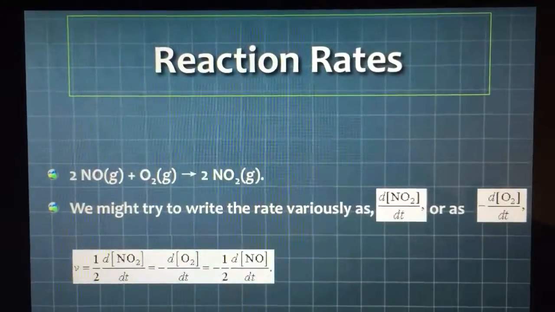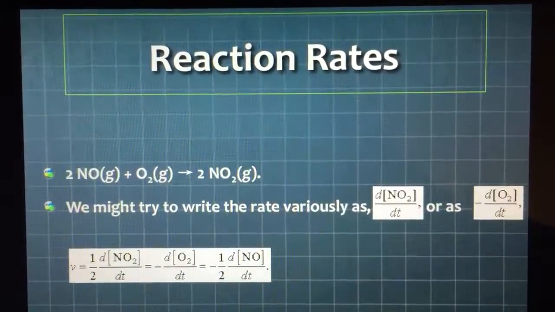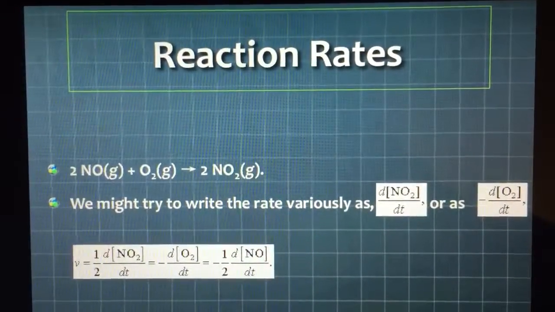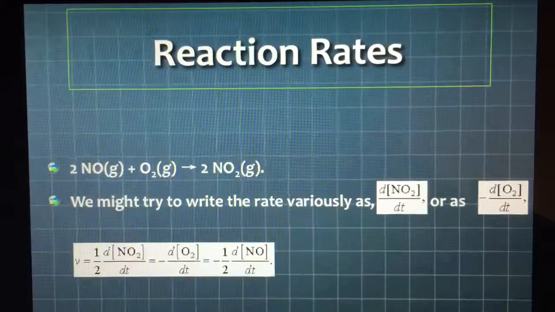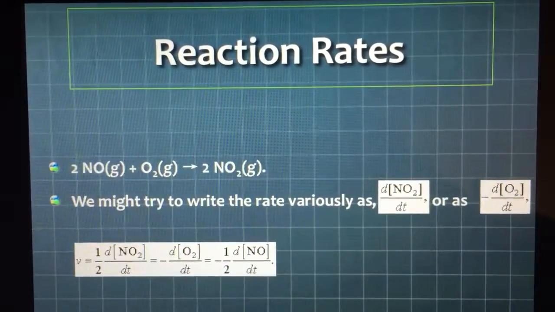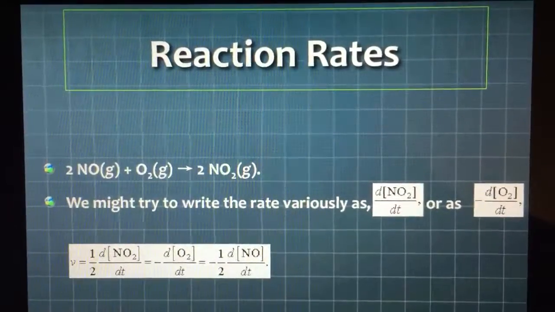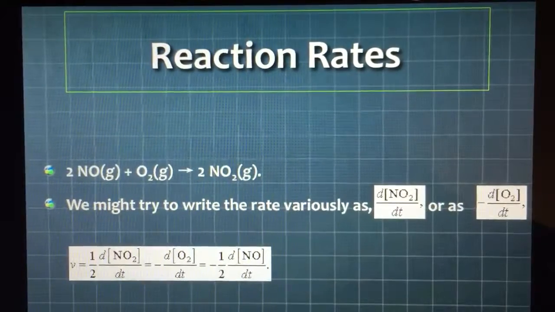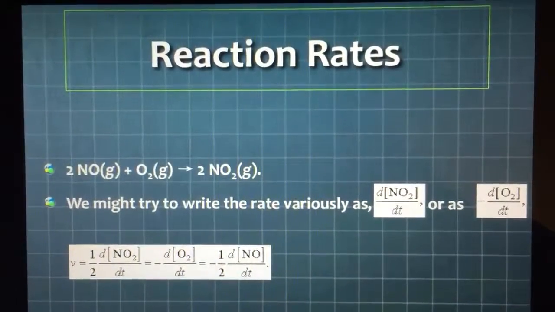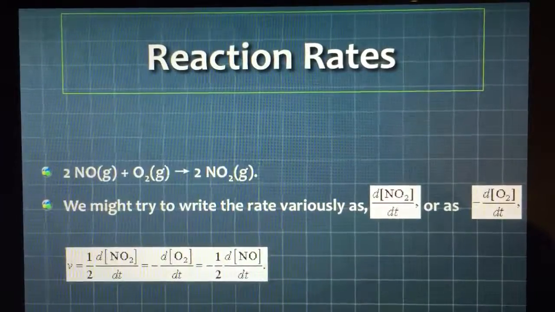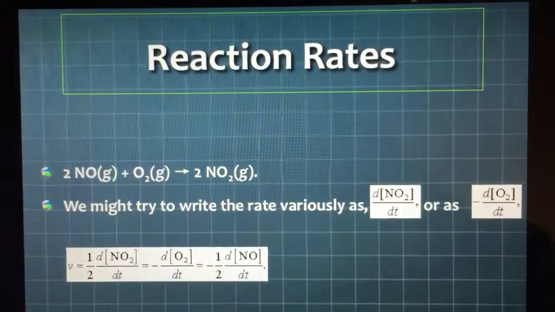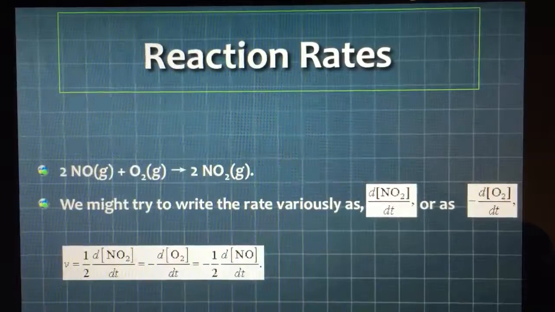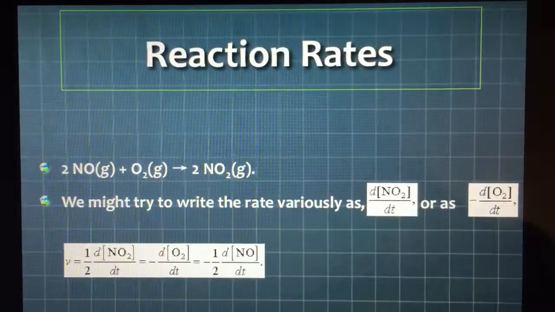And the next thing I want to talk about is reaction rates. Look at the formula: 2 NO plus O2 equals 2 NO2. We may try to write the rates like these two pictures, but these are not the same because each molecule of oxygen gives 2 molecules of nitrogen dioxide. To arrive at a clear definition of reaction rate, we define the reaction velocity V as this formula. V equals the formula at the bottom.